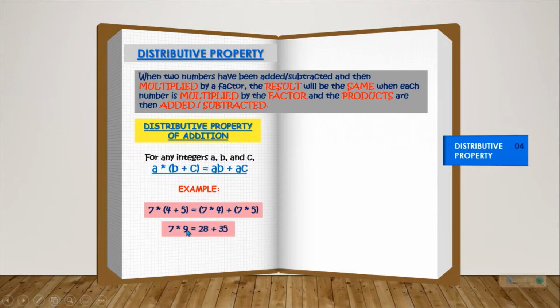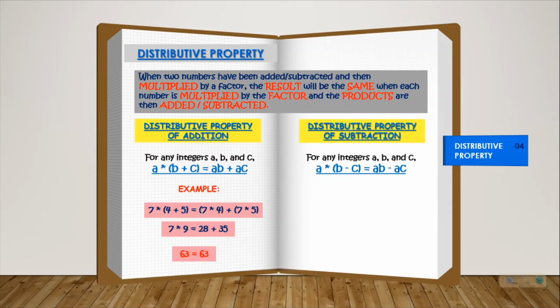Let us see. 4 plus 5 is equal to 9, then 7 times 9. Then 7 times 4 is 28. 7 times 5 is 35. 7 times 9 is equal to 63. 28 plus 35 is also 63. So even if they are distributed, they have the same answer.